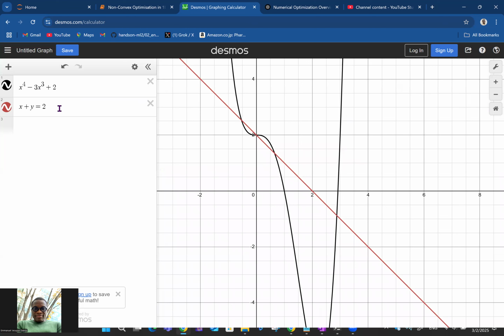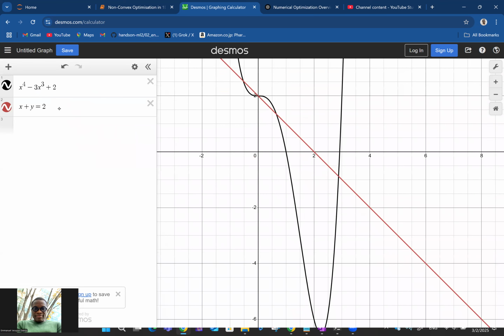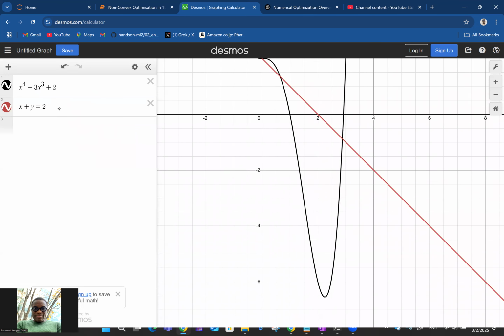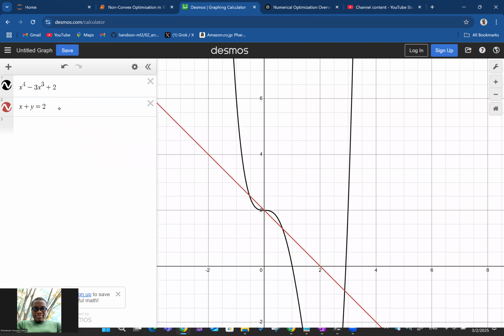So you can see the line is cutting across the function in different places. If we take this point where we have minus 0.5 against 2.5, and we take this one, you see that the line is cutting across the function in like four different parts. So you can get a minimum point, for instance this value, but there's still a global minimum down here. So this is a very good example of a non-convex function.